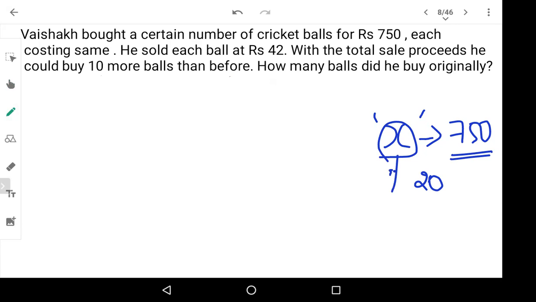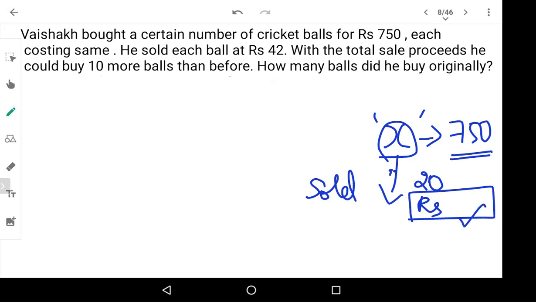Now he sold these balls. After selling the balls, he got some amount. With this amount, he is able to get extra 10 balls than before. Before he got X balls, extra 10 balls he is able to get now with this amount. So how many balls did he buy originally? So first, the number of these total X balls is what they are asking us.